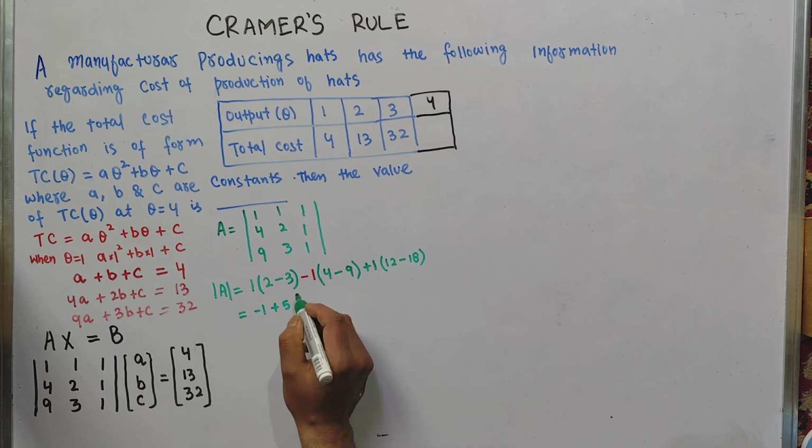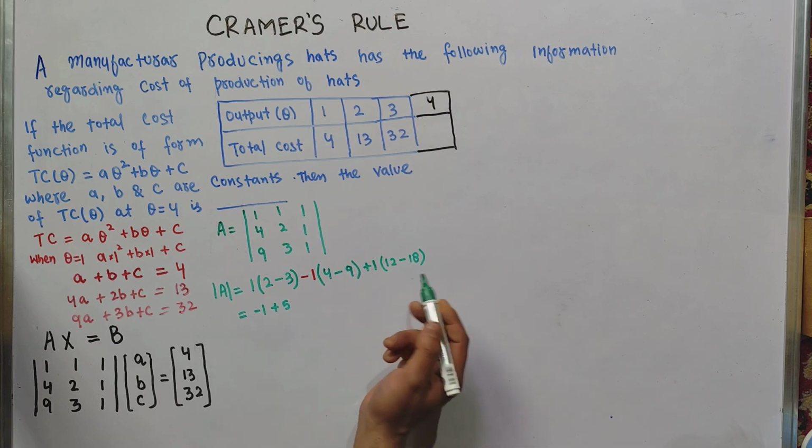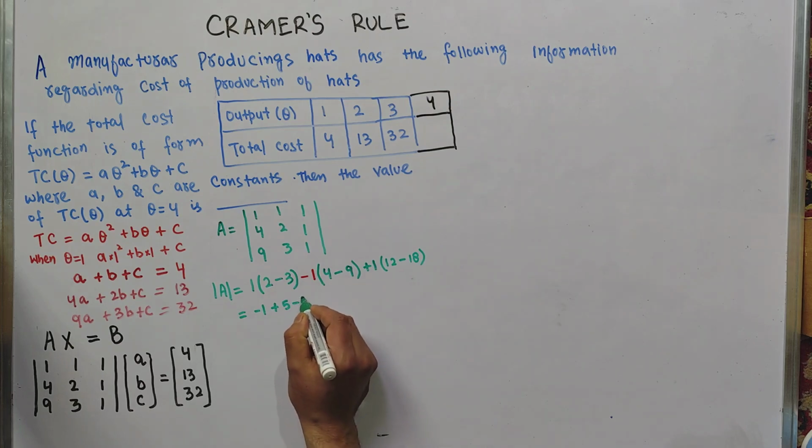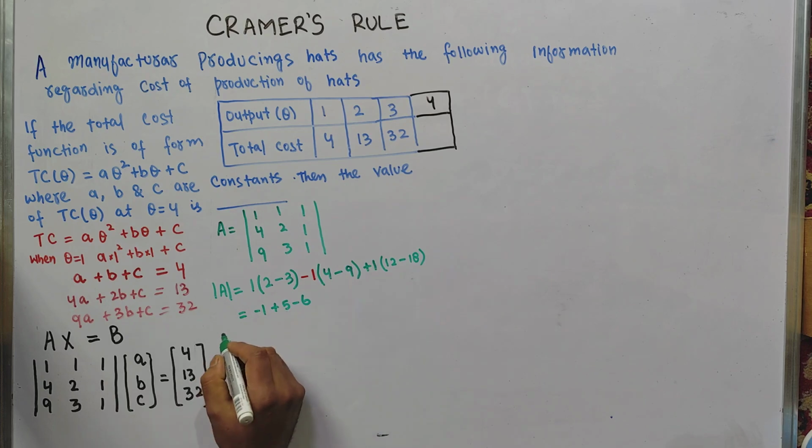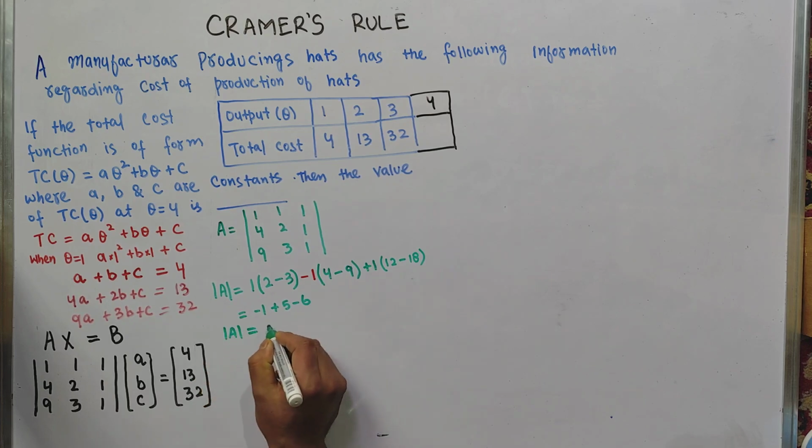Then 12 minus 18 is equal to minus 6. Minus 6 minus 1 is minus 7. Minus 7 plus 5 is minus 2. So the determinant of the coefficient matrix comes out to be minus 2.